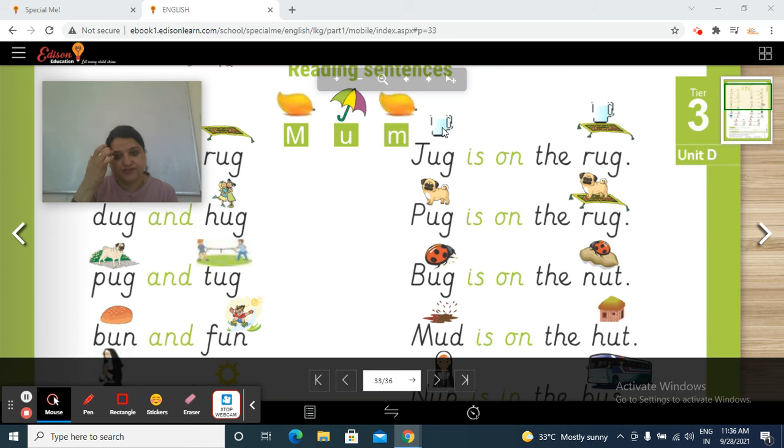Okay, now this one. Now see, whose picture is this? Yes, this is a jug. Okay, and this is a rug. Now tell me, where is the jug? Yes, जग कहाँ पे है? रग के ऊपर? Yes, on the rug. Okay, so read this. Jug is on the rug.